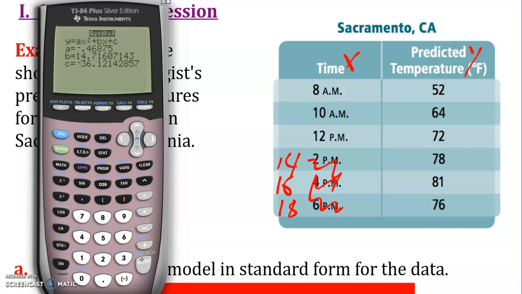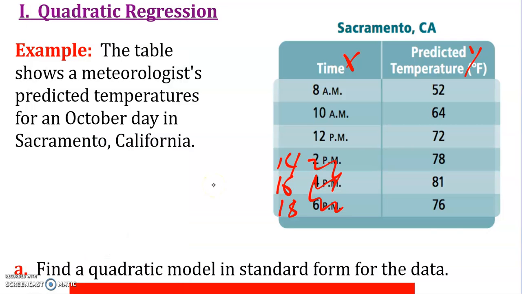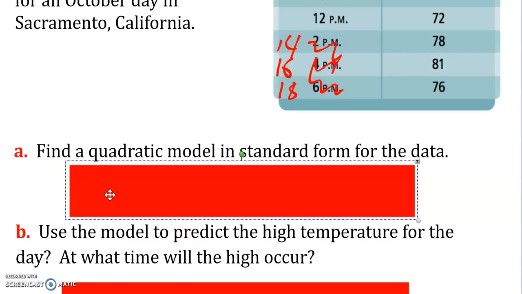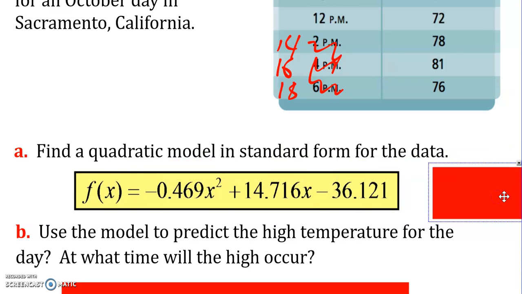Think back to when we did scatter plots with straight lines and we did linear regressions. That line's not going to hit every single point of the scatter plot. It's just going to give you the best approximation possible. That's what our calculator is doing, only now with parabolas. So we're going to take those A, B, and C values, and we are going to throw them in the standard form of an equation.